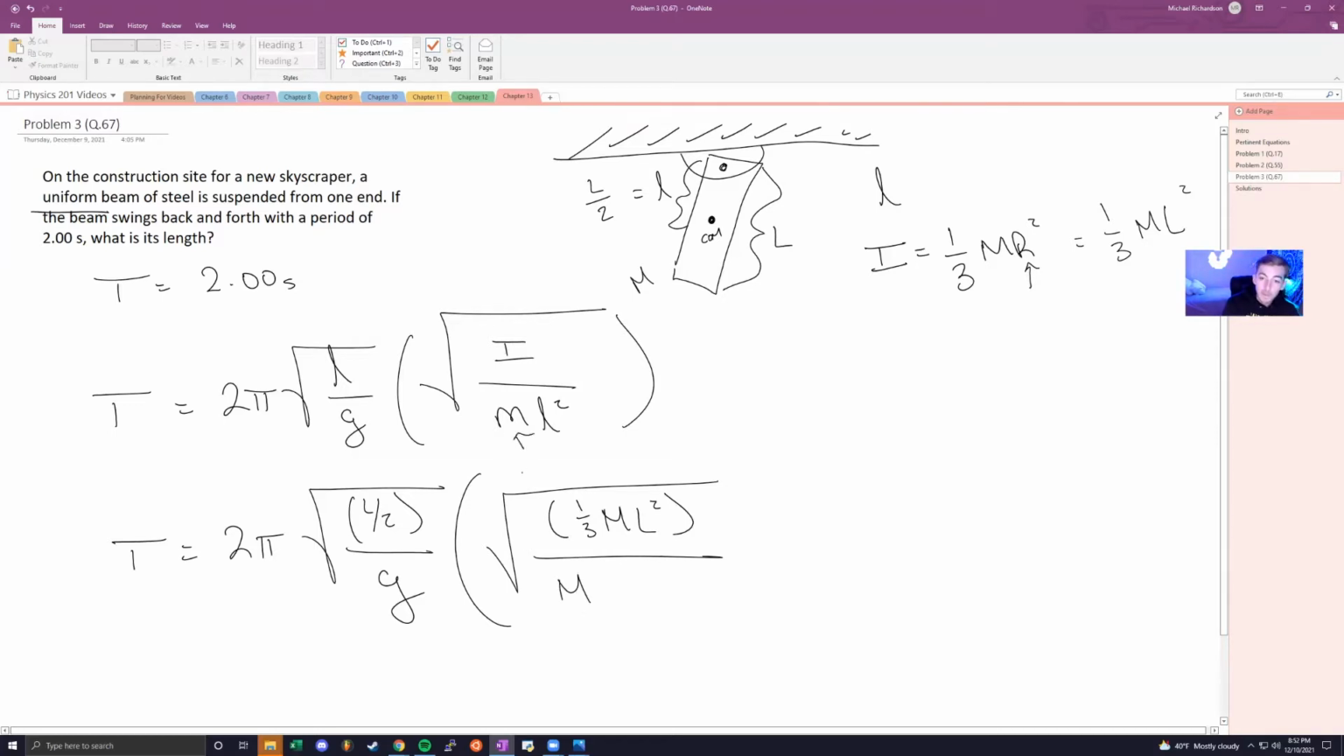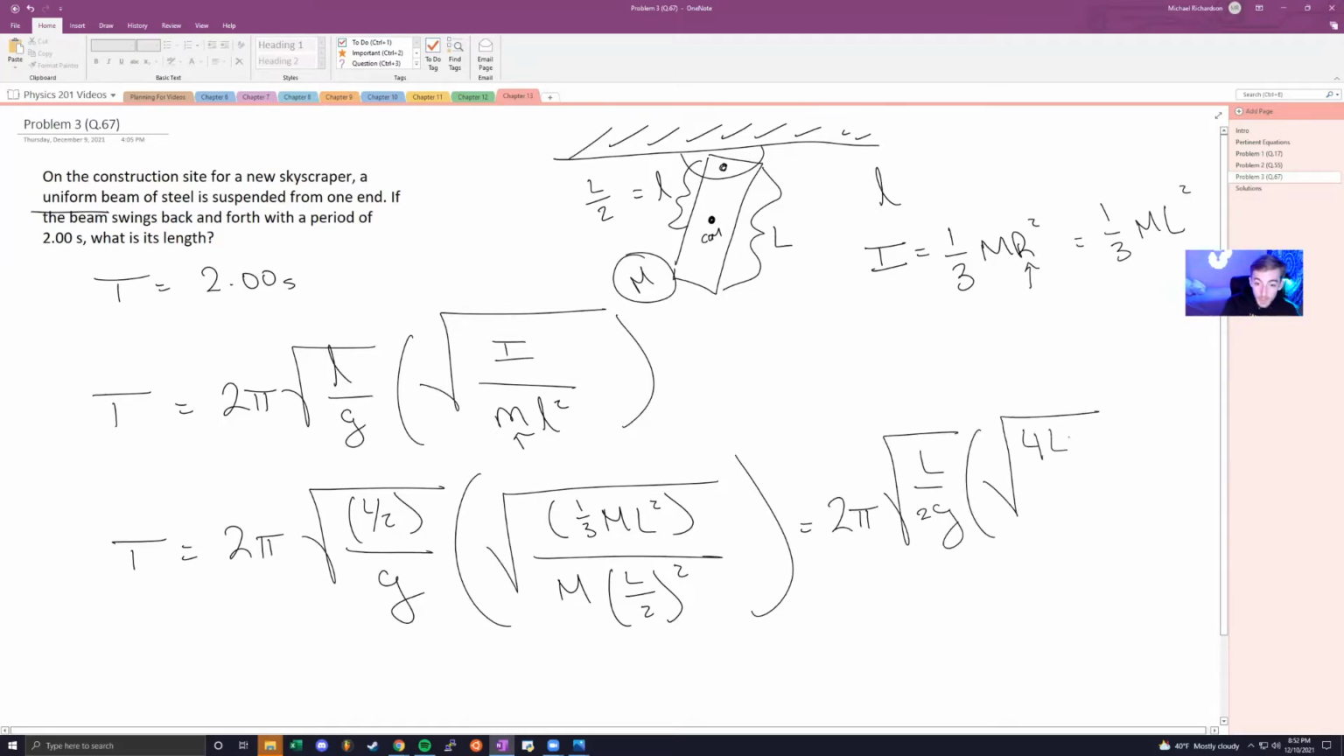This is just how it was defined in our equation beforehand. So now let's put it in terms of the mass that we actually care about, which will be this m. And then our lowercase l squared is going to be L over 2 squared. So simplifying a little further, we get that this is going to be 2 pi times the square root of L over 2g times the square root of 4L squared.